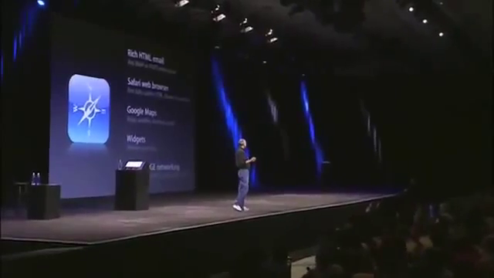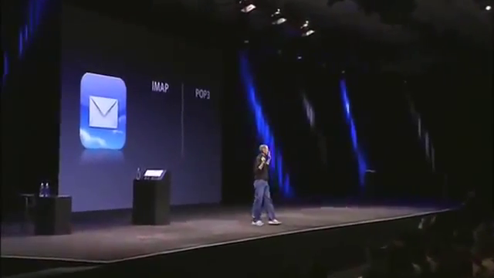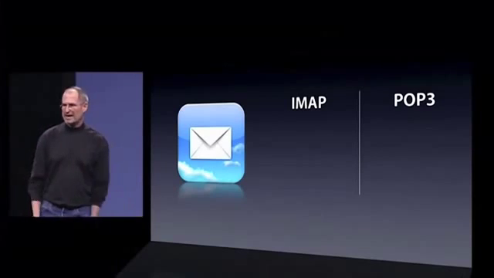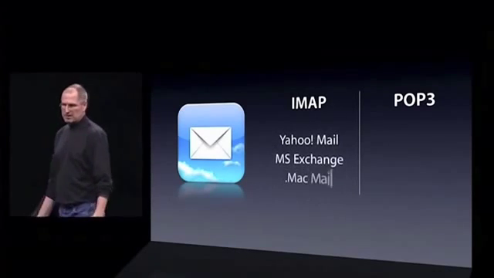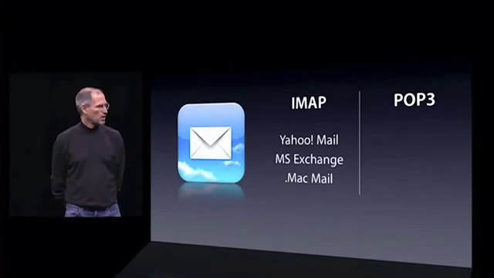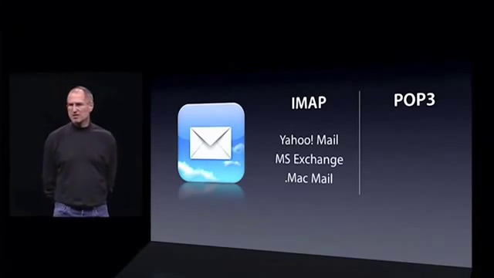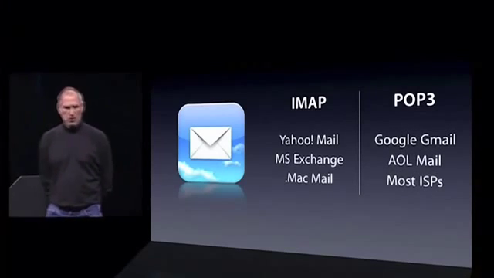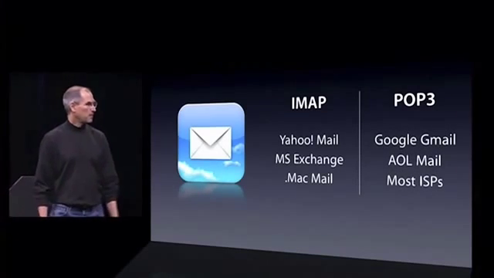Now I want to take a second and talk about email. We hook up to almost any IMAP or POP3 mail service. I just want to give you some examples. IMAP, of course, is the best because you can keep your folders and all your email on the server and access it from anywhere. Yahoo Mail is IMAP. Microsoft Exchange has an IMAP option, and obviously .Mac Mail is IMAP as well. POP3, Google Gmail, AOL Mail, and most ISPs are POP3 email.